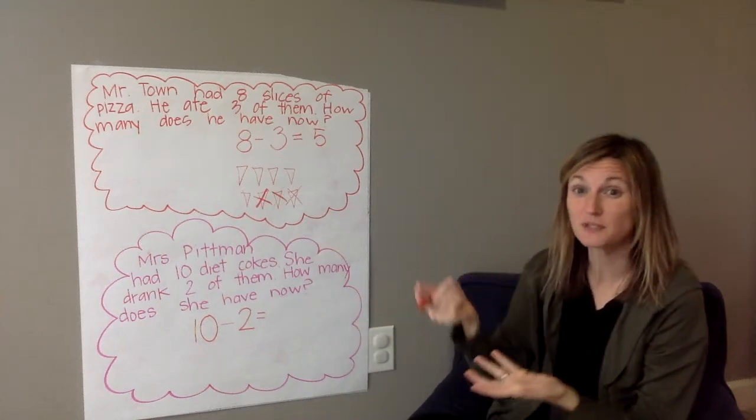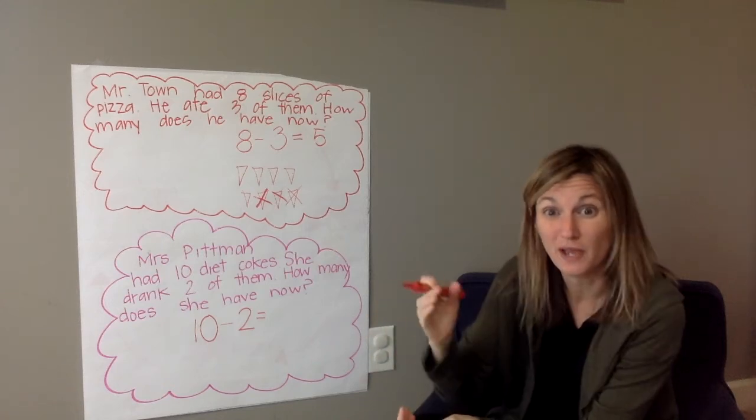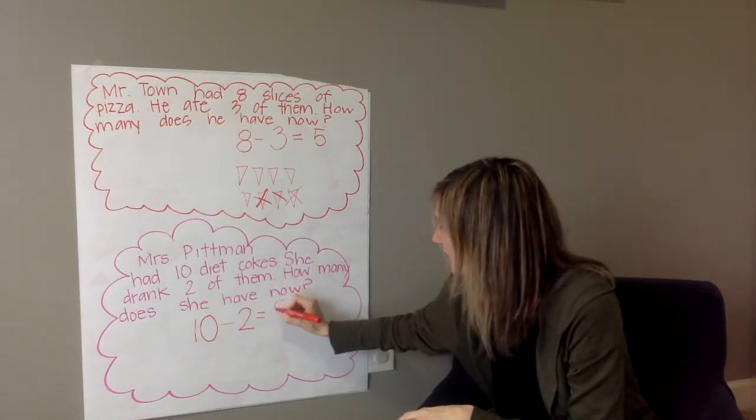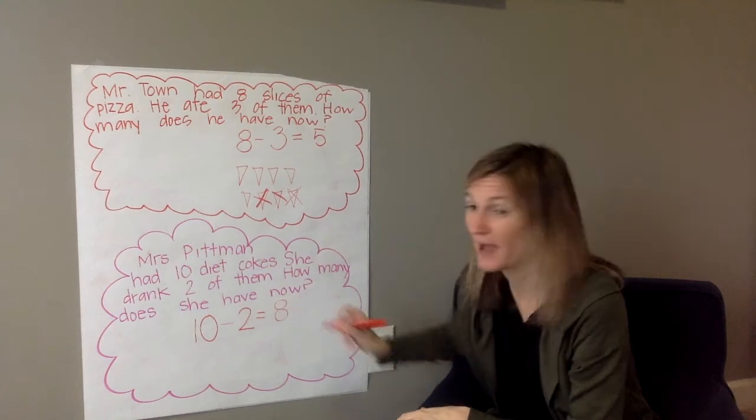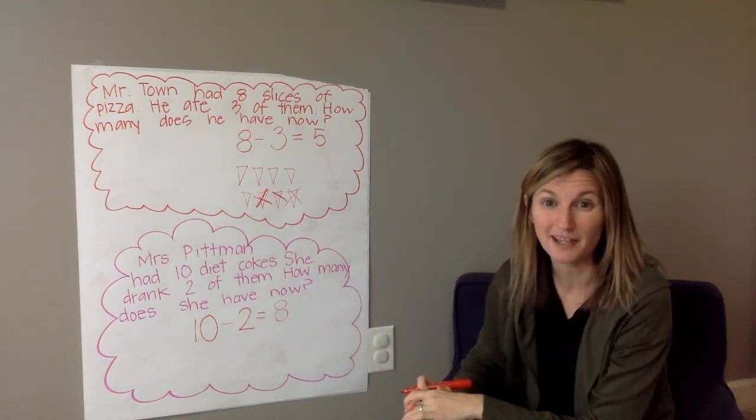Sometimes using your fingers helps. Sometimes drawing pictures. Sometimes you might just know it in your head, or you can count backwards too. If I had 10 and I counted backwards 2, 9, 8, that's another way that I could get the answer.